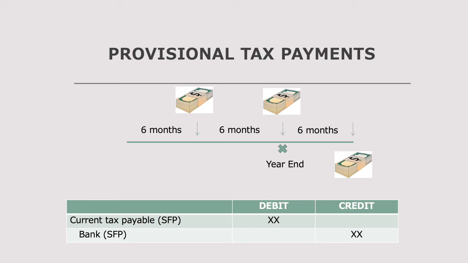If we pay too much in terms of our provisional tax payments, so our provisional tax payments exceeds our income tax assessment, we will then receive a tax refund. SARS will owe us money. But if we pay too little in terms of our provisional tax payments, then we will need to make further payments to SARS.